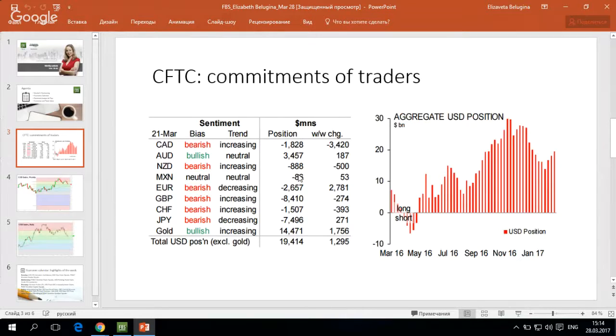Still, we can make the basic conclusion that such currencies as British pound, Japanese yen, and Swiss franc now retain sizable net short positions, and Canadian dollar joined these currencies, while gold and Australian dollar enjoy sizable net long positions. This is what we can say on the basis of this CFTC data.